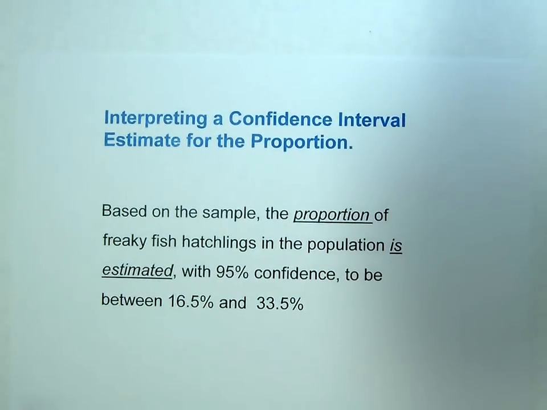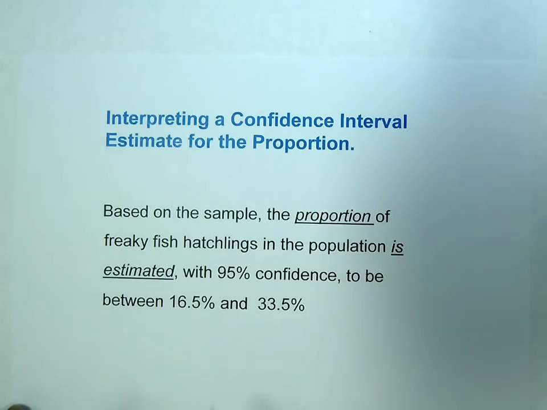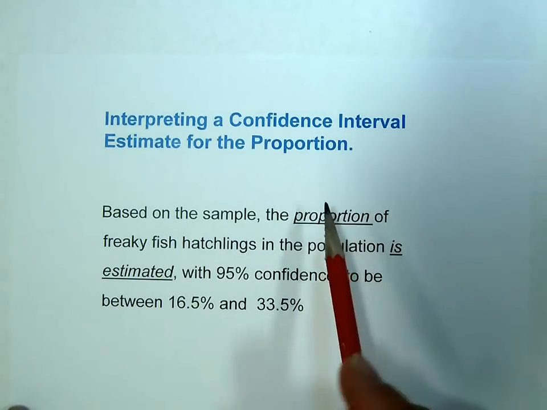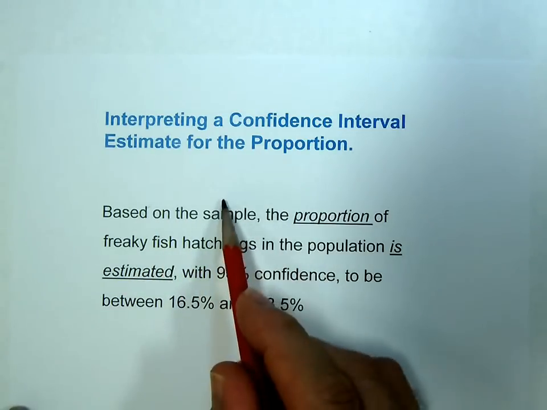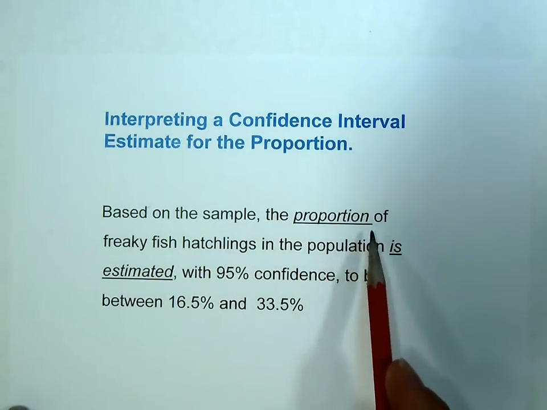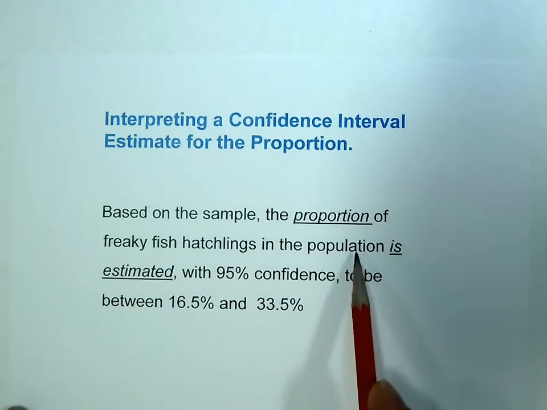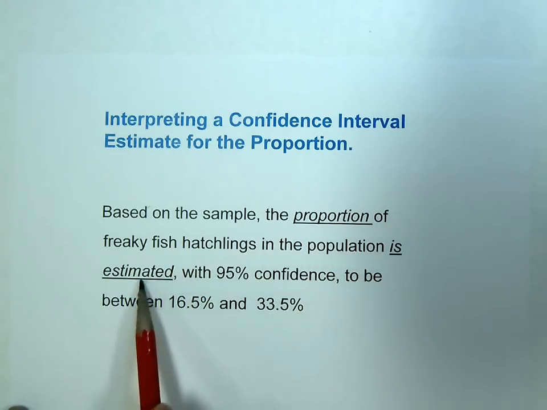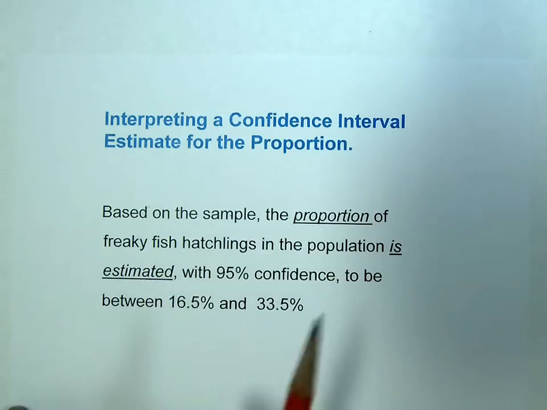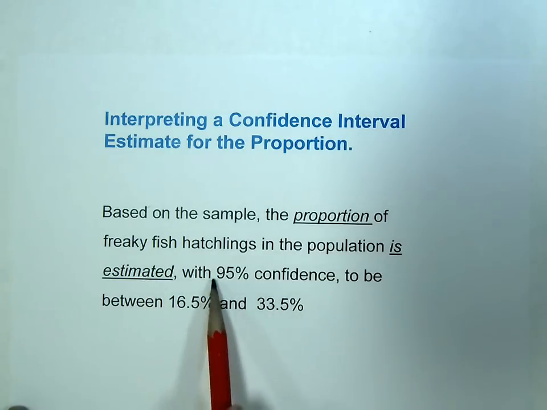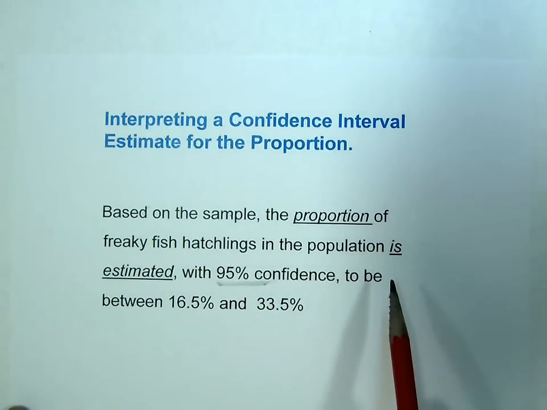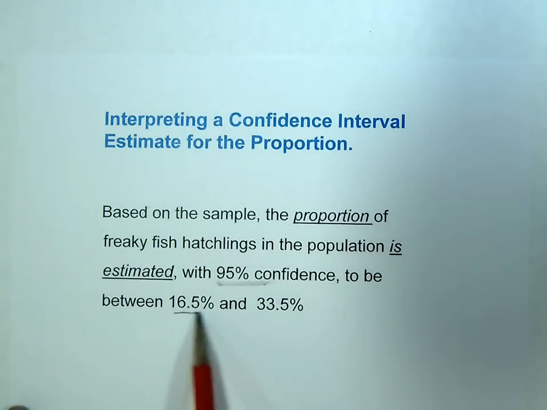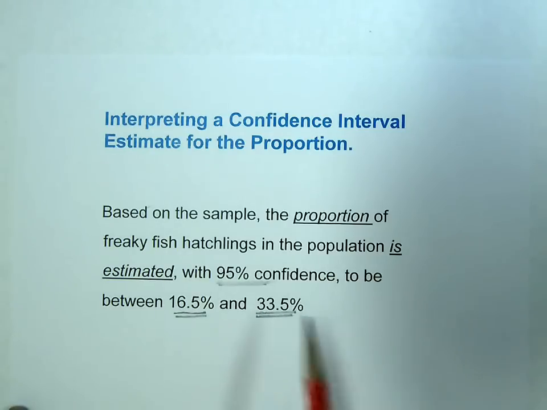Well, the best way to do that is summarised here. To interpret the confidence interval we just found, what we can say is that based on the sample, which was 100, the proportion of freaky fish hatchlings in the entire population is estimated, that's the key word, it's just an estimate, and we use a 95% confidence level, so it's with 95% confidence, to be between 16.5% and 33.5%.